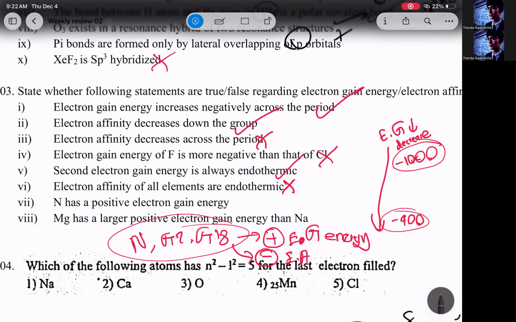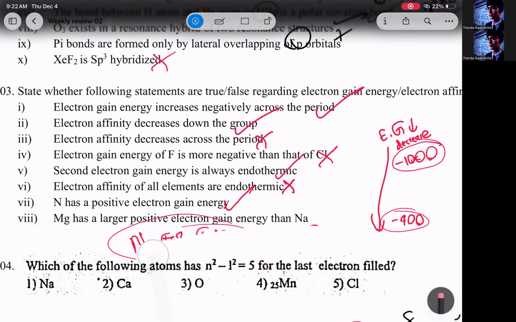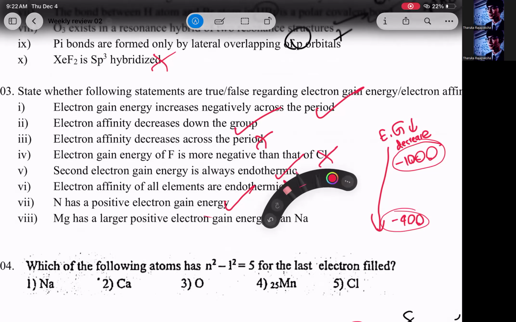Then the seventh one: nitrogen has a positive electron gain energy. That is correct. Magnesium has a larger positive electron gain energy than sodium. That is correct. Actually, magnesium belongs to group 2, which has a positive value for the enthalpy change. So that's correct. My bad.